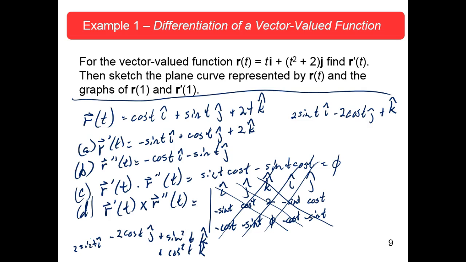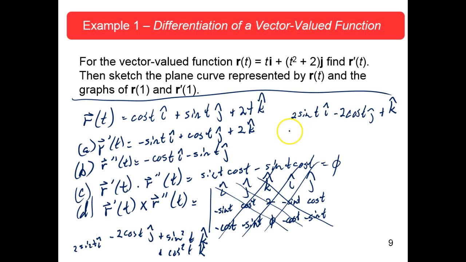Another characteristic: it has to be perpendicular to both of the original vectors. One way you can check it pretty easily is to do a dot product of these two. And what do you get here? Minus 2 sine squared t, minus 2 cosine squared t, plus 2.